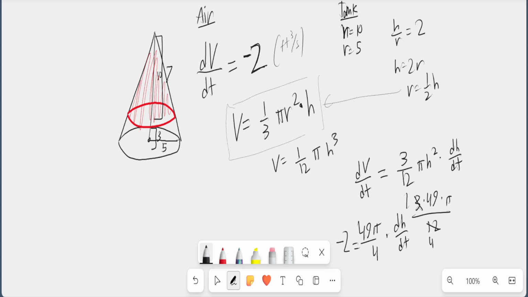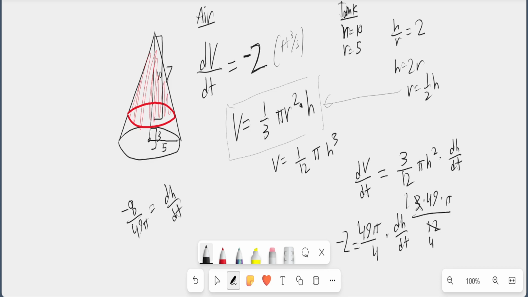And so -8 over 49 pi is equal to dh dt. So that's how the height is changing for the shrinking air.